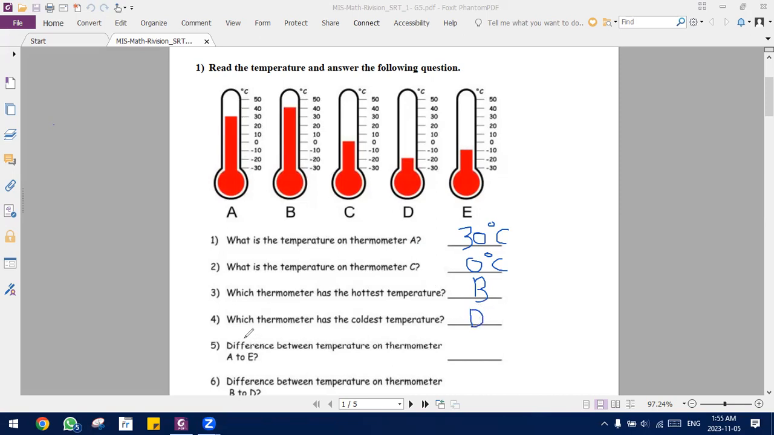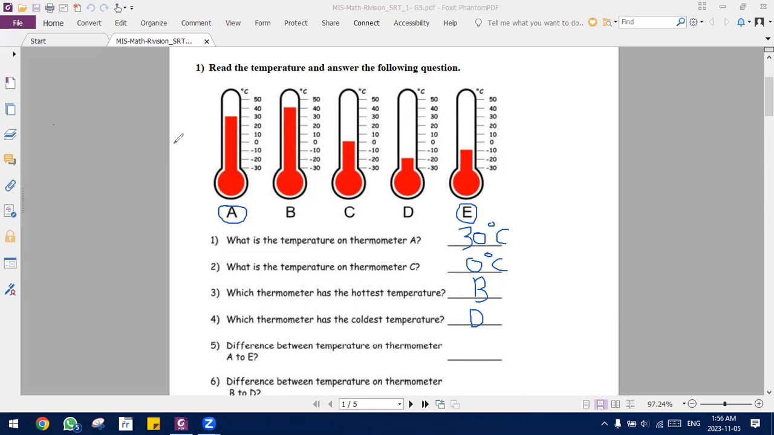And then find the difference between the temperature on A and E. So I need to check the difference between A and E. As you can see, each step we're going up. They make this line, the scale, and each step is 10. If we are going from minus 10 to 0, this is adding 10. So each step is plus 10. Now we need to count the difference between A and E.